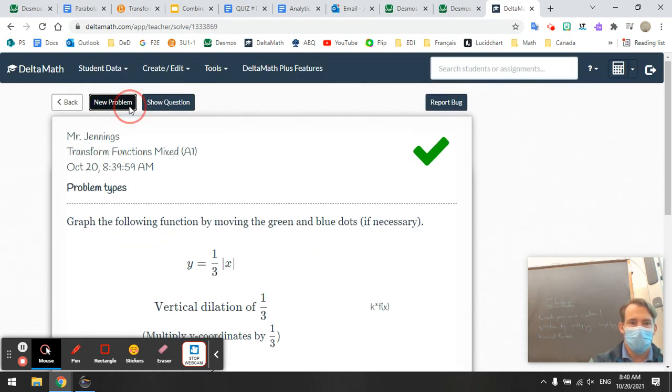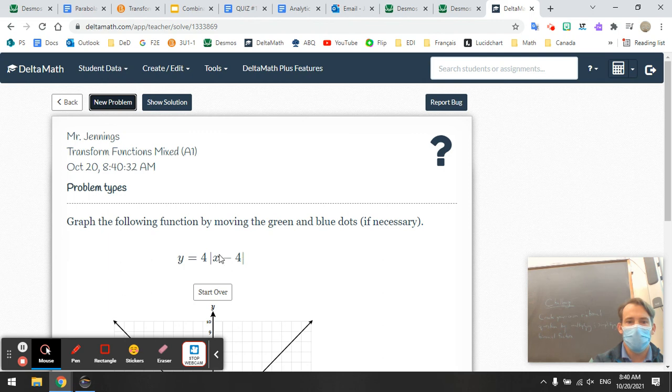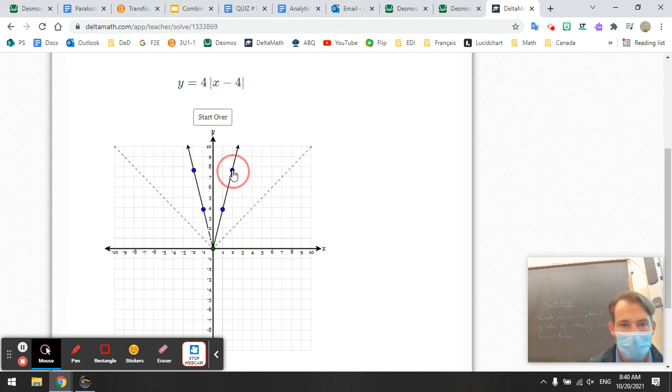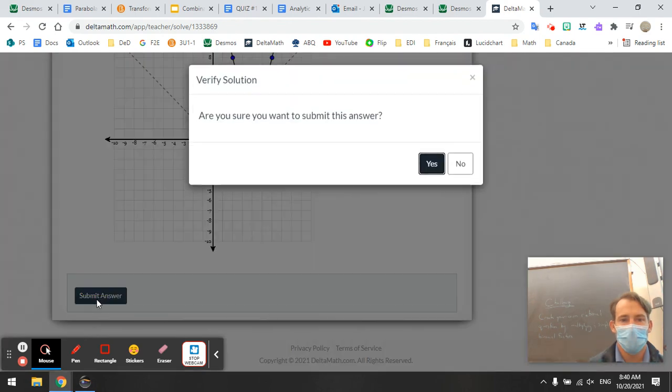Done. Okay, new problem. Here is a multiple transformation. I am going to be stretching this vertically by a factor of 4 and then moving it 4 units to the right. I should do the stretch by factor 4 first. So I'll take this point 2 and bring it up to 8. So there's my vertical stretch by factor 4. And then I'm going to move the whole thing over by 4. There. And then submit answer.